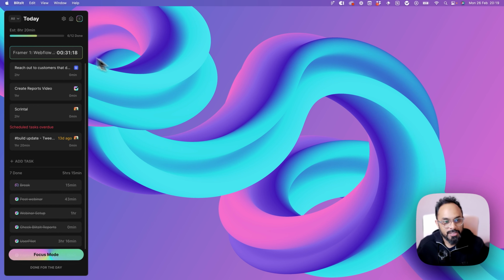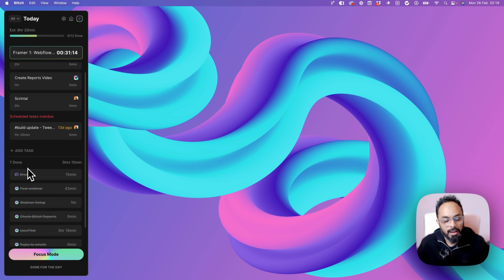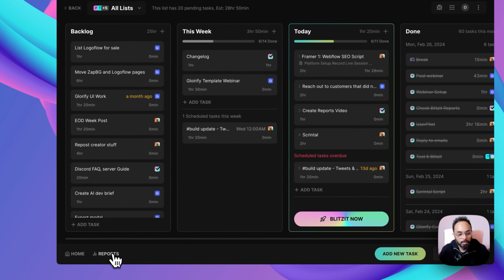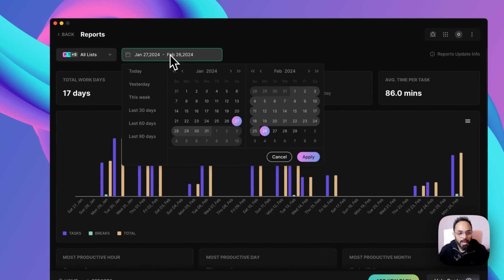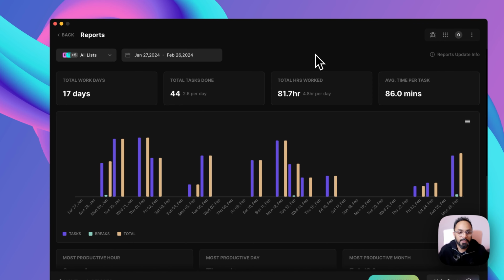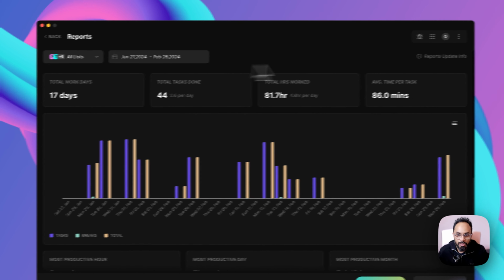Let's jump in. As you can see, we've got a live task on my list, and below that, I have done a few tasks over the course of the day. We'll head over to home, and in the navigation menu, we'll click reports, and I'll choose 30 days to view that time period. As you can see, there's new stats at the top.